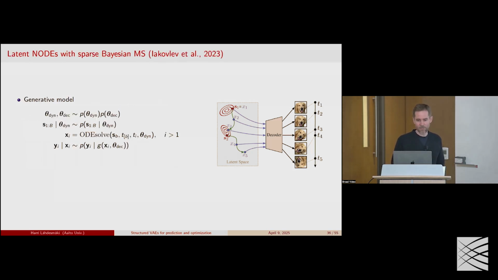And then the generative model becomes something as shown here. So again, we sample the dynamics parameters and the decoder parameters from the corresponding distributions. We sample the shooting states from this continuity prior from the previous slide, and then always solve the intermediate points using the initial value solution of the corresponding ODE system, such that we start from the shooting variable and then integrate forward in the latent space. And then decode the data items from the corresponding latent variables. That's demonstrated here on the right.